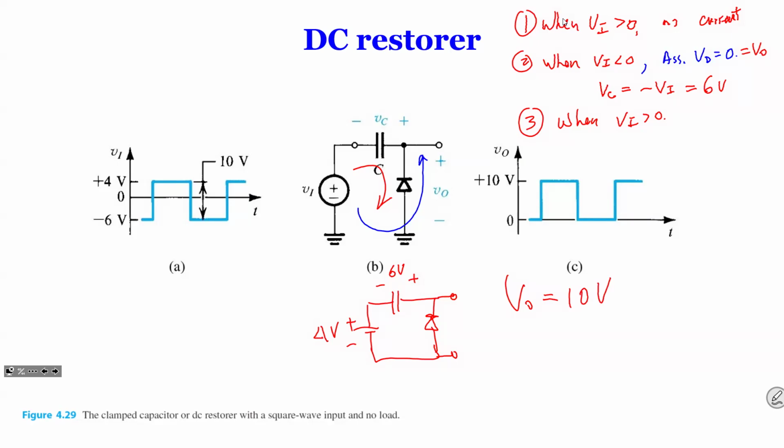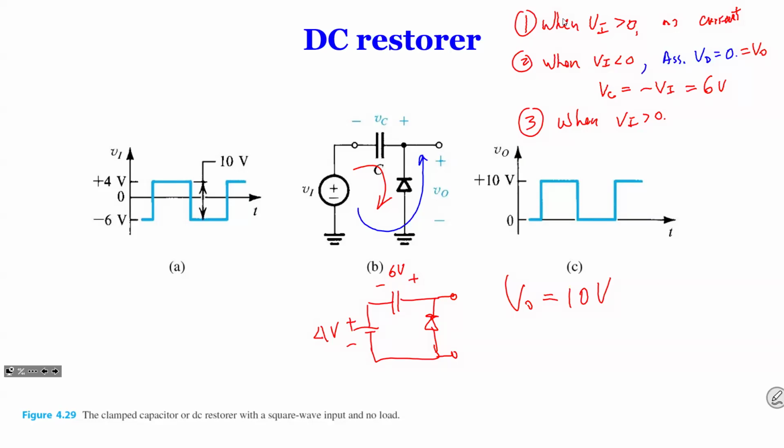Is that you would add a DC offset to the input, you get from 0 to 10 volts. Okay. Now, if you consider the voltage drop on the diode, it will be like 0.7 to 9.3 volts. Okay. So that's what you get. So this is called a DC restorer.